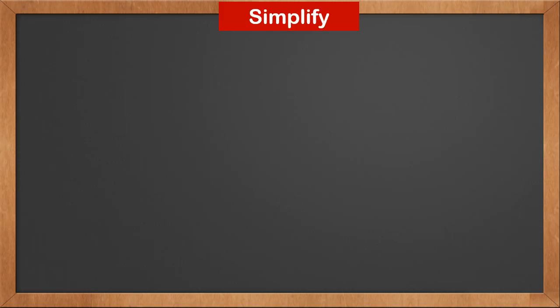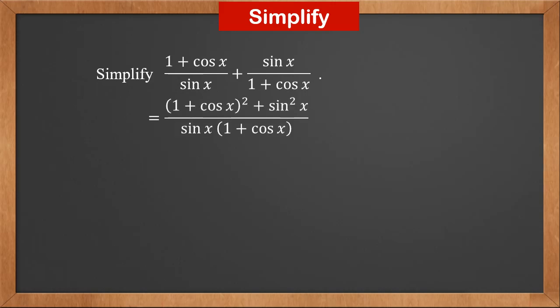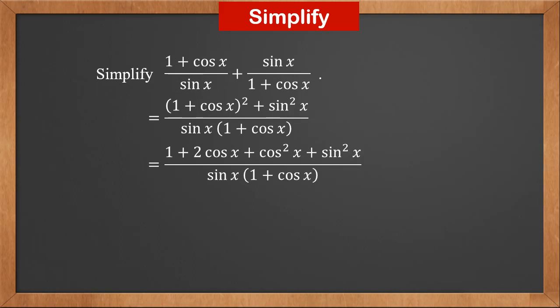Identities can be used to simplify expressions. For example, simplify 1 plus cosine x over sine x plus sine x over 1 plus cosine x. First, we add the fractions. The denominator becomes sine x times 1 plus cosine x. The numerator is 1 plus cosine x squared plus sine squared x. Open the brackets, the numerator becomes 1 plus 2 cosine x plus cosine squared x plus sine squared x. Cosine squared x plus sine squared x is 1.